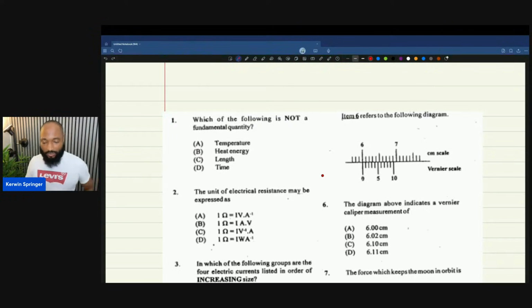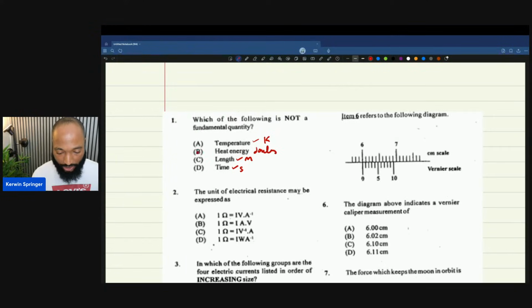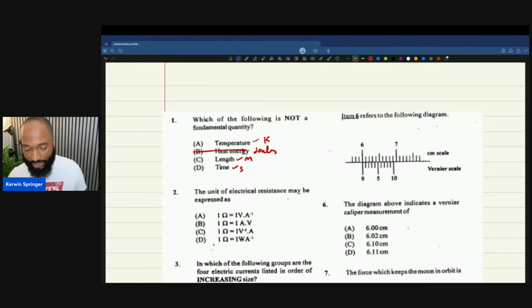Which of the following is not a fundamental quantity? Which is not a fundamental quantity, people? Let's go. So we begin. Time is fundamental. Length is fundamental. Heat energy, what is that? Temperature is fundamental. So Kelvin, meters, seconds. So heat energy in the form of joules, right? This isn't fundamental. So B is our answer there.